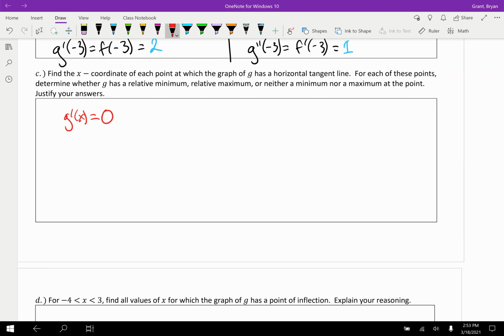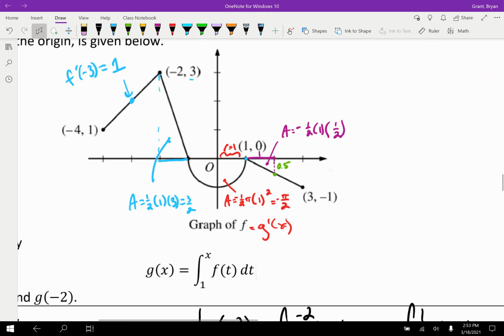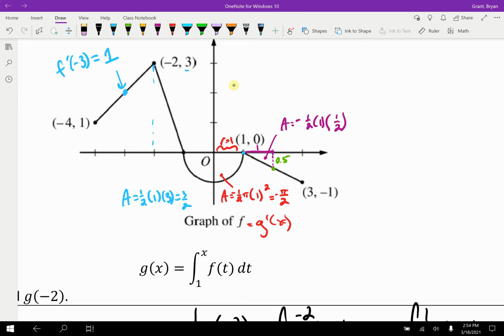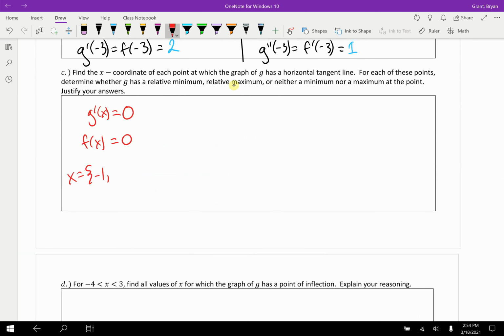Where is g prime equal to 0? Well, what is g prime? Oh, g prime is f of x. We stated that earlier. So really what they're saying here is, where is f of x equal to 0? Well, f of x is the graph. Where is a graph equal to 0 means where are the zeros of our graph? Zeros of a graph are where the graph touches or crosses the x-axis. I see 2 of them, negative 1 and 1. All right, so x equals negative 1 and 1. Those are the x-coordinates where g has horizontal tangents.